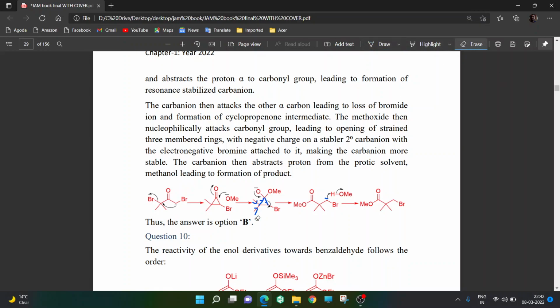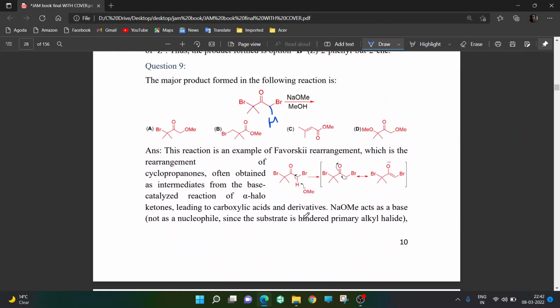So the bond will break on the right side and not on the left side. You get a negative charge here. This negative charge takes a proton from the solvent, methanol, and you get this product. So the answer is option B. Okay, so the answer is option B.